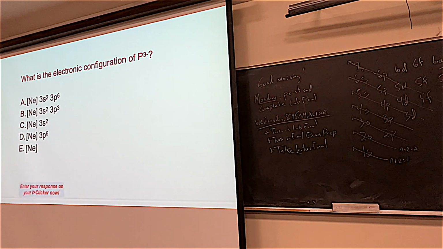Cool. Now, you can do ions as well. So what I'd like you to do now is find the electron configuration for phosphide. Phosphide is phosphorus with a -3 charge. I would start with phosphorus and then add 3 electrons to see what you end up with.